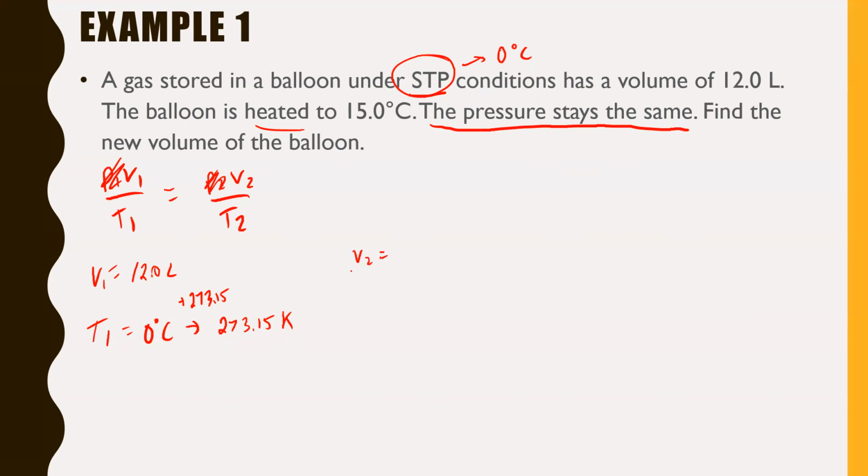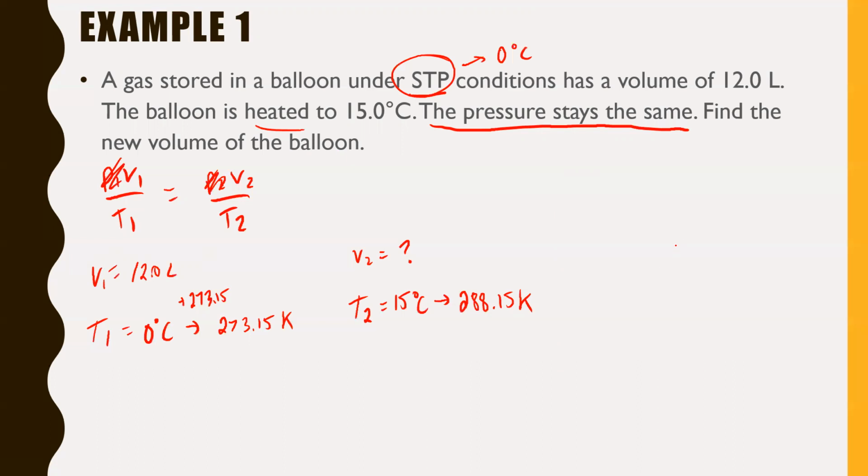V2, on the other hand, your final volume, we don't know what that is. It says find the new volume. So that's our unknown, and we'll say it's equal to question mark. And then T2, your final temperature, is 15 degrees Celsius, which of course you have to change to Kelvin. If you add 273.15 to that, you get 288.15 Kelvin. Now we've got our bank all worked out.